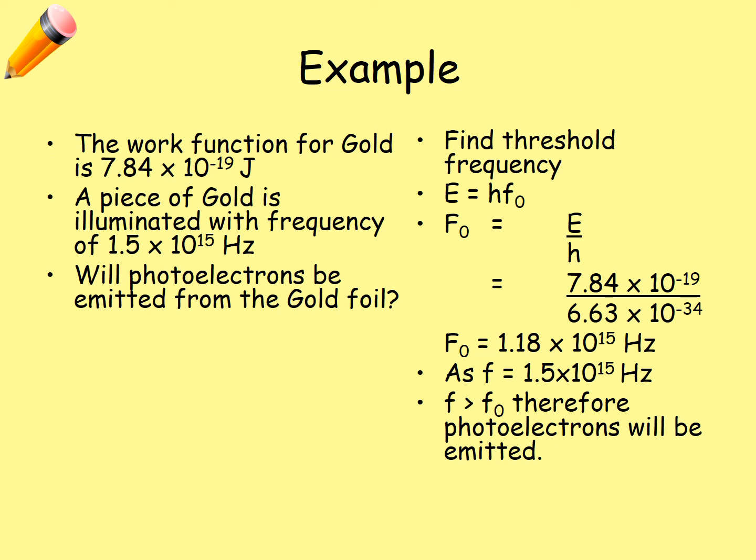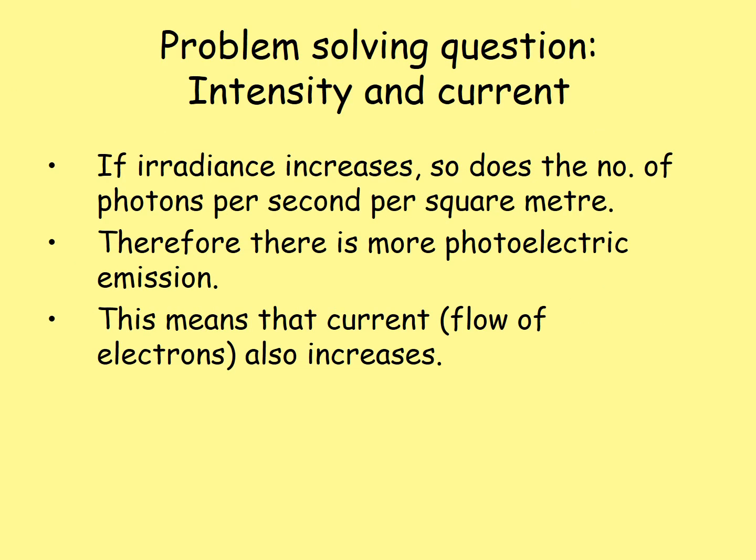However, you also have some qualitative questions as well, describing the effects of changing certain values. So here, let's have a look at the problem-solving questions between intensity and current. Remember, if the irradiance increases, so does the number of photons per second per square meter. Therefore, the number of electrons emitted per second per square meter increases, and that means that the current, the flow of the electrons, also increases.